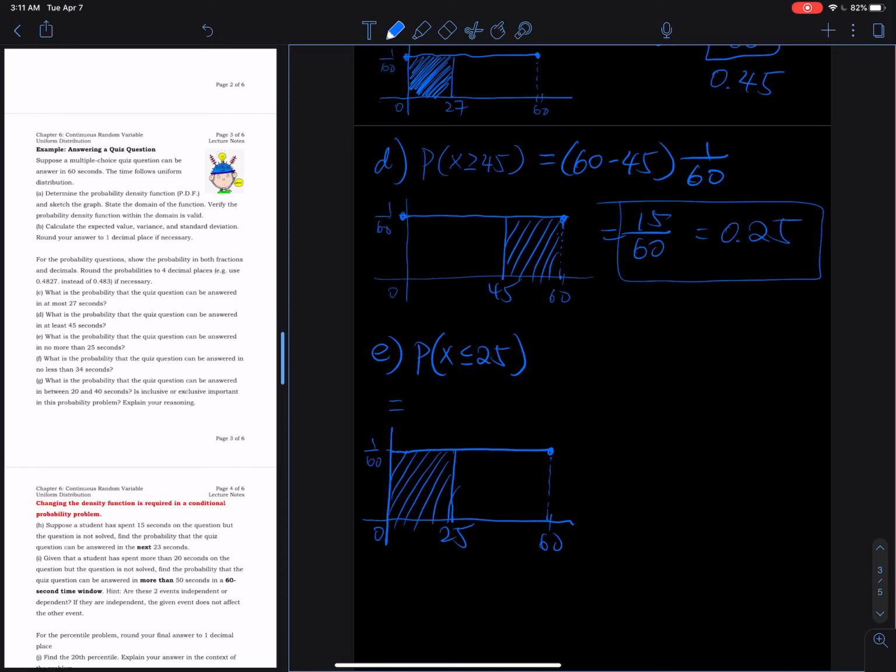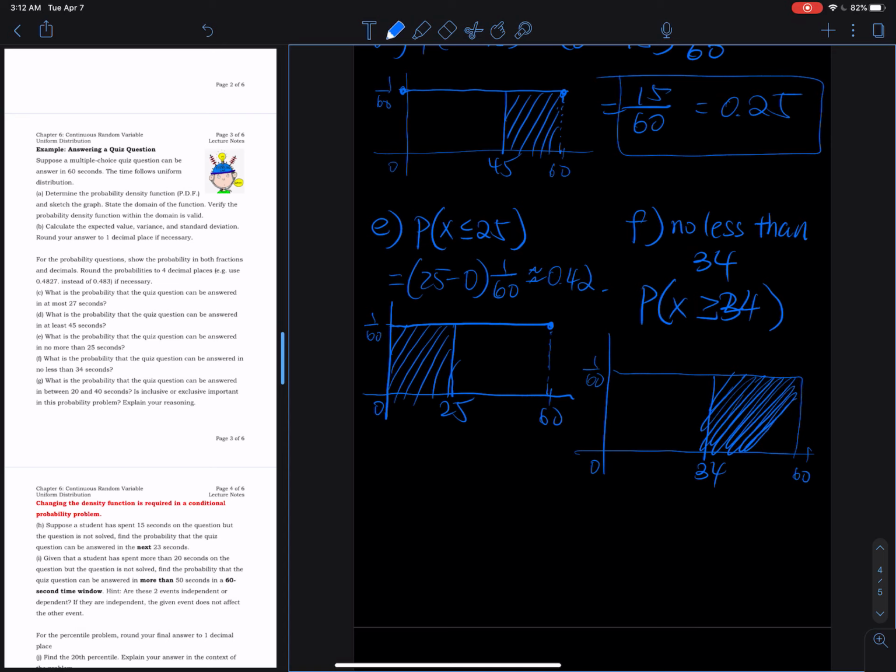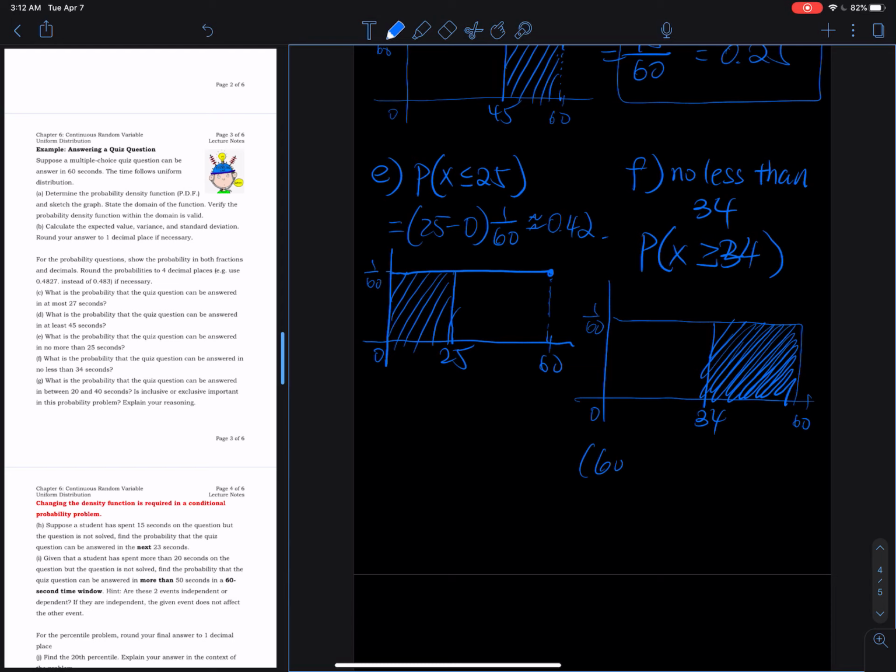All right, from 0 to 60, we draw a graph. Here is my rectangle, 1 over 60, 34, greater than 34. Okay, so that is my area. What is the area? The area is 60 minus 34 times the height. So we have 26 divided by 60. That is around 0.43. Is the equal important?